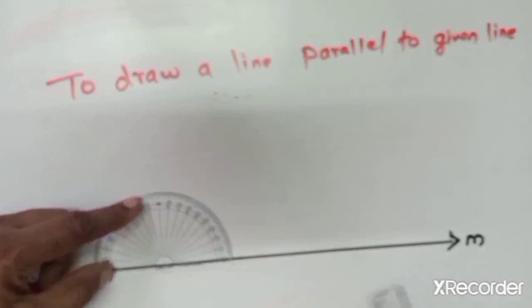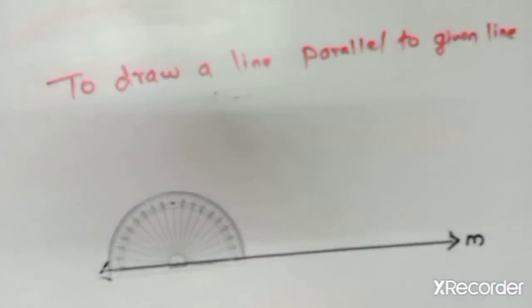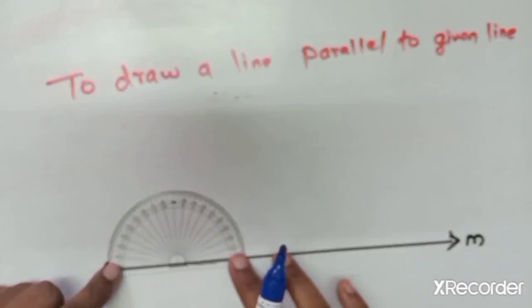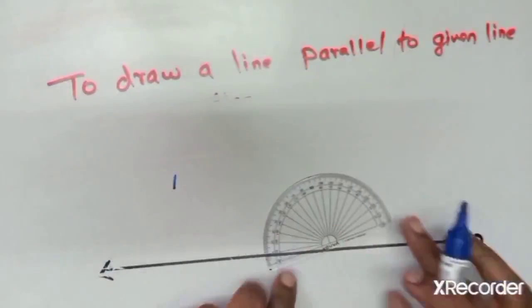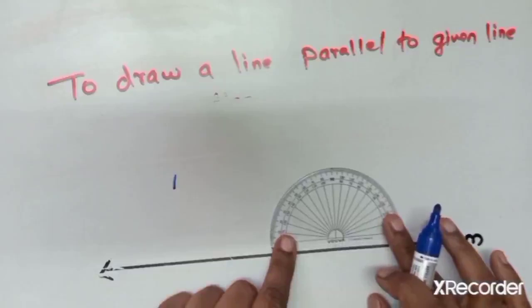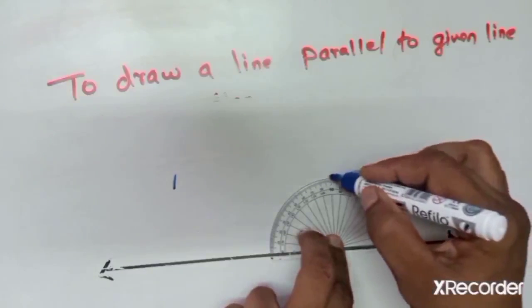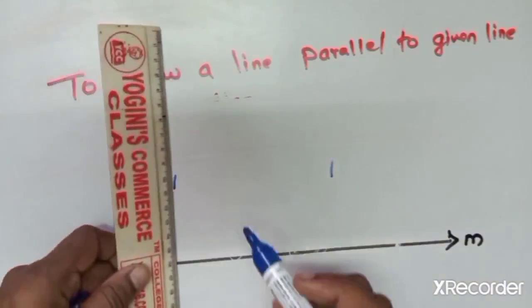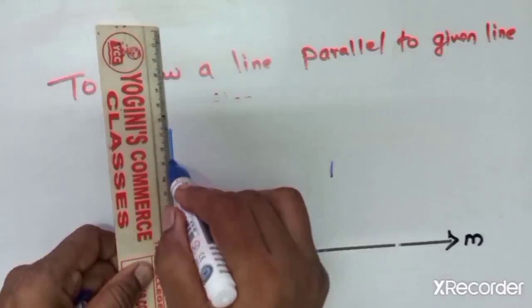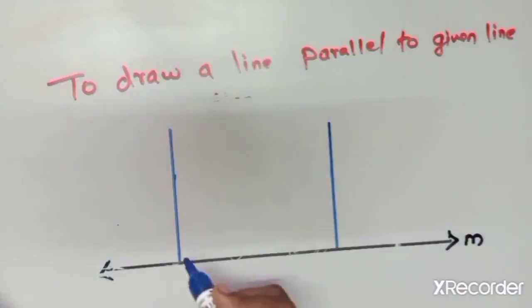So let us place this protector on line M and mark an angle of 90 degree. Similarly on this side also, mark an angle of 90 degree. Now simply we will draw lines passing through the marked points. Now these lines are perpendicular to line M.